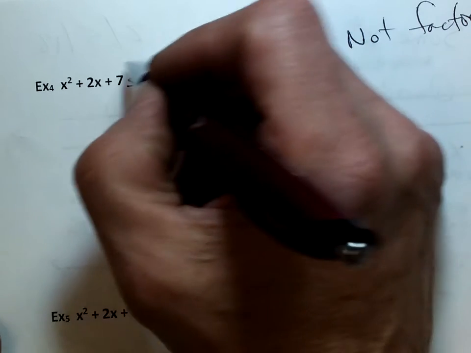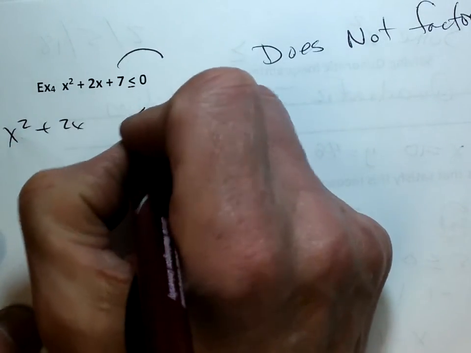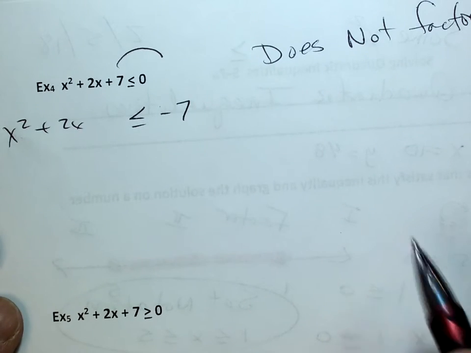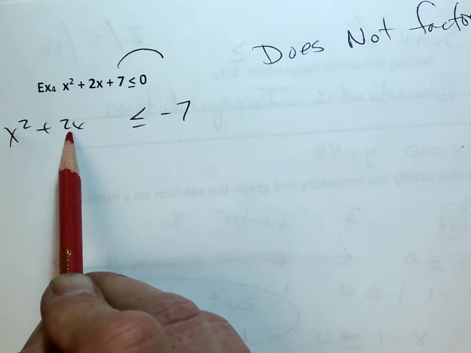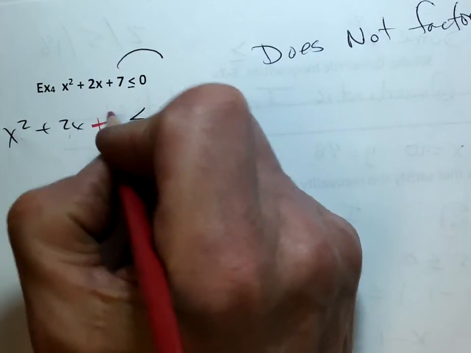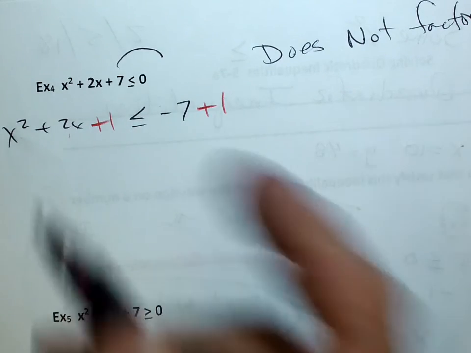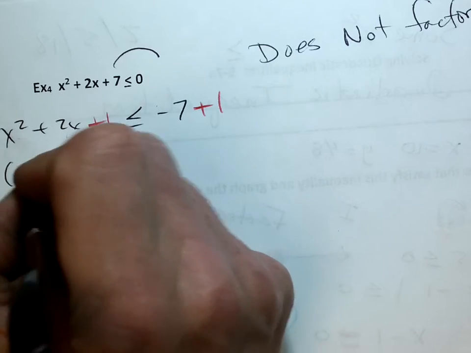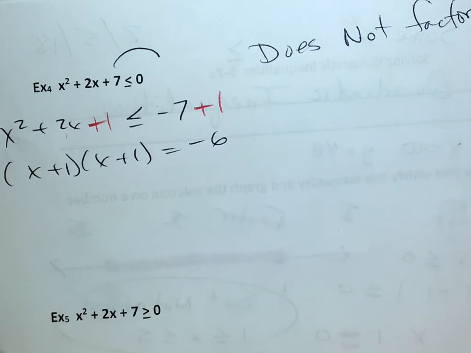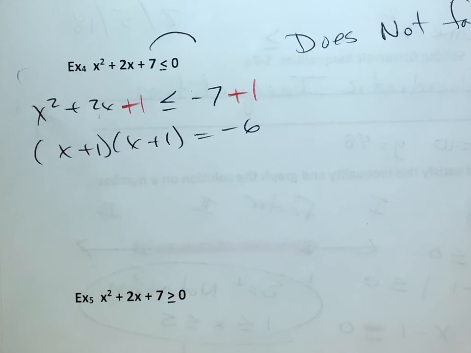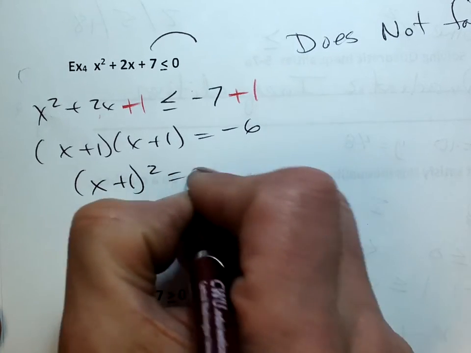Okay, bring over 7. x squared plus 2x is going to be less than or equal to -7, right? Yes. Okay, remember we're going to complete the square. Half of this is 1. 1 squared is 1, so plus 1, plus 1, right? So then we've got parentheses x plus 1 squared equals -6, right?